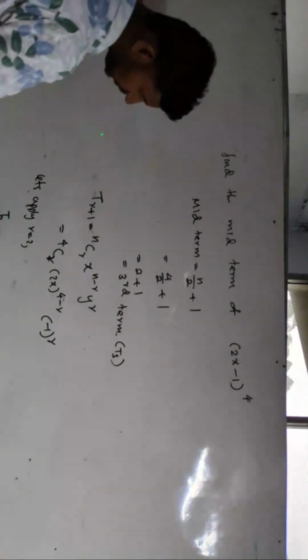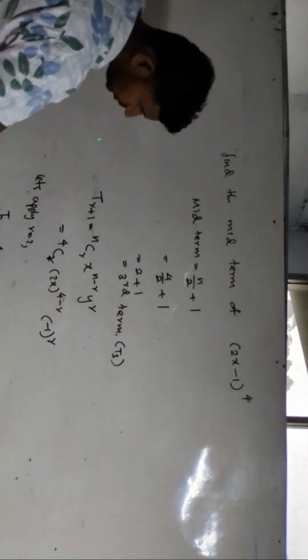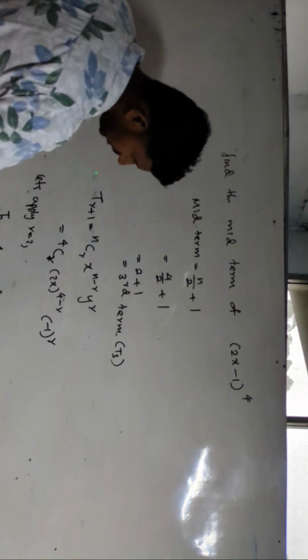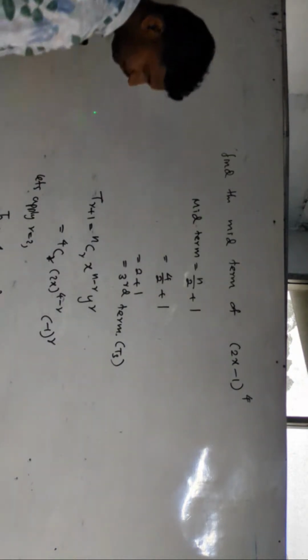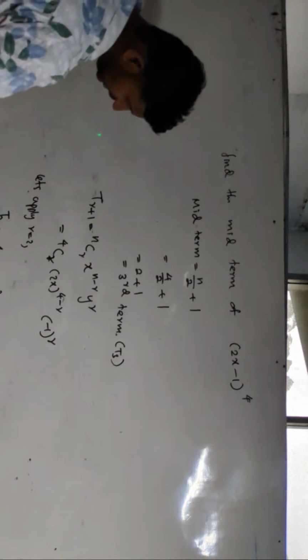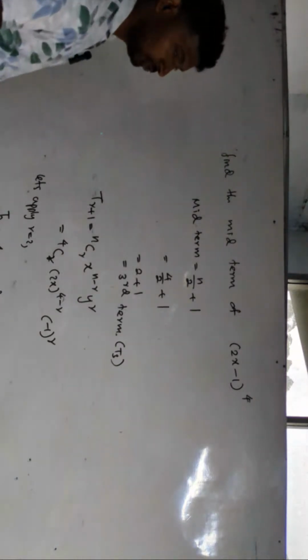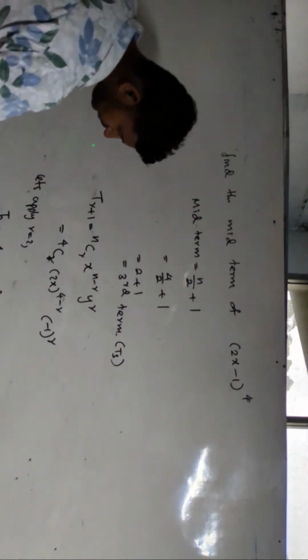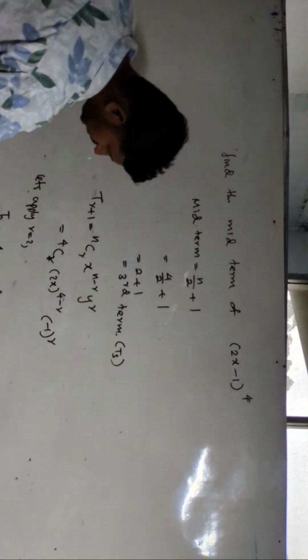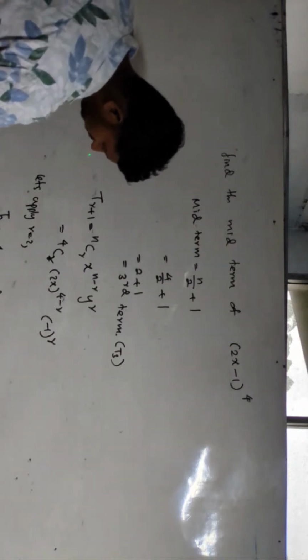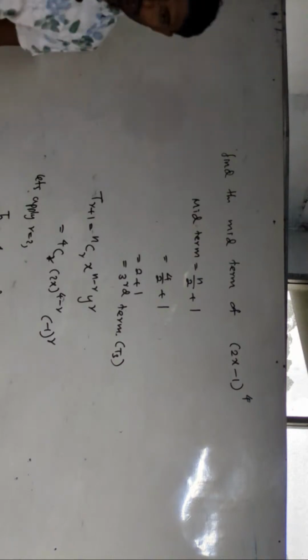Now to obtain T3, let's apply r equal to 2. So T(2+1) equals 4C2 (2x) squared times (minus 1) squared. So T3 is equal to, 4C2 means 4 into 3, 12, 12 by 2, 6. 4x squared, positive 1. That means 24x squared. So just like that, we can find the middle term of this expression.